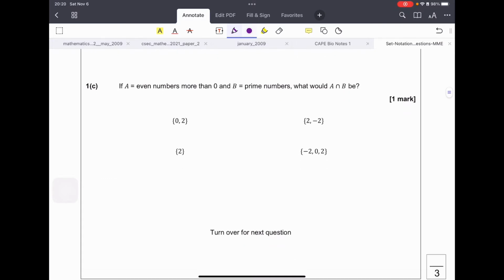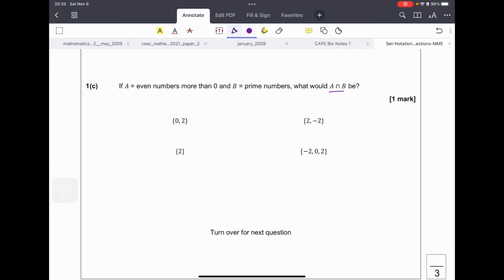Now here's an example with numbers. So if A is even numbers more than 0, obviously 2, 4, 6, 8, go down the road, right? And now B is prime numbers. They're asking for A intersect B. And remember from the first thing, A intersect B is everything that is in A and B.